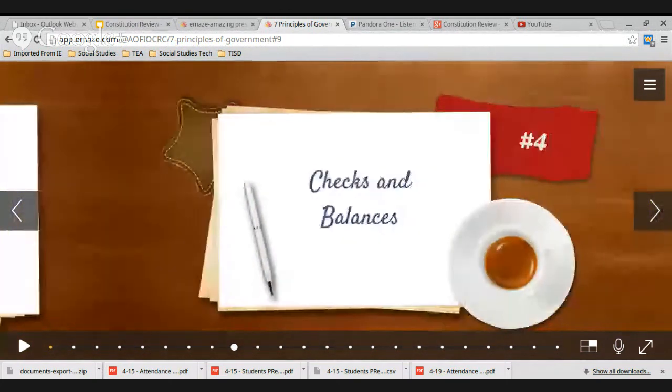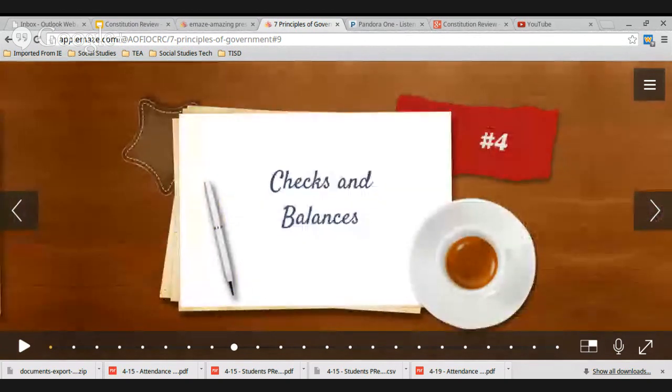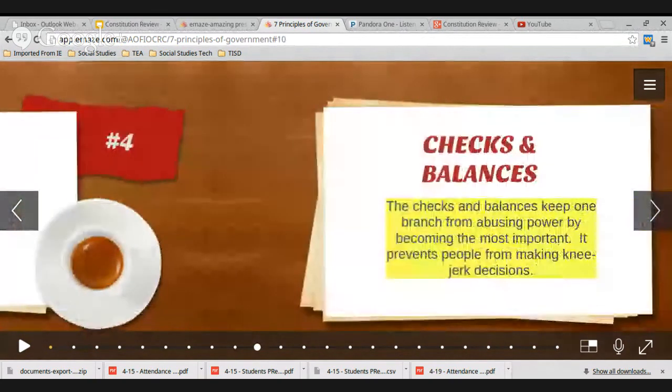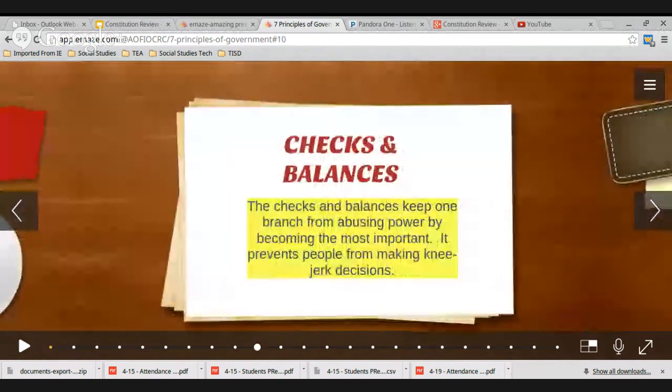All right, and so even though we're spreading this power out among lots of different branches, lots of different people, we still want to have a check and we still want to have a balance. We still want to make sure that each branch is doing the right thing. We want to have accountability, if you will. The checks and balances keep one branch from abusing power by becoming the most important. One group is not more important than the other. They're all equal, and it prevents people from making knee-jerk decisions.